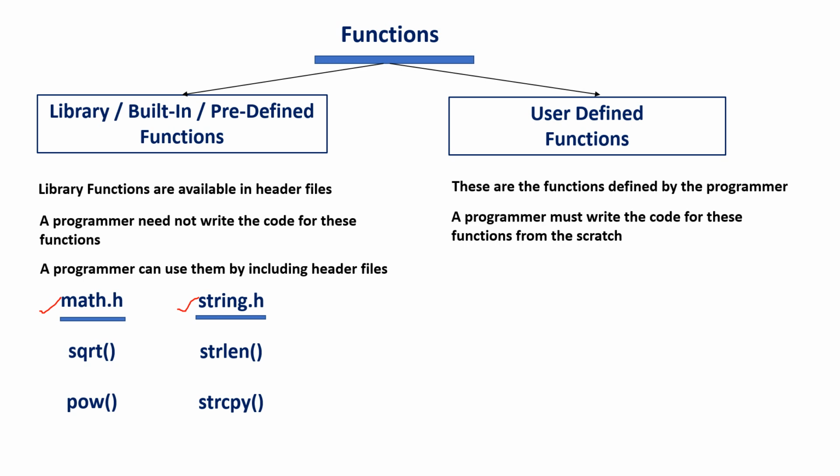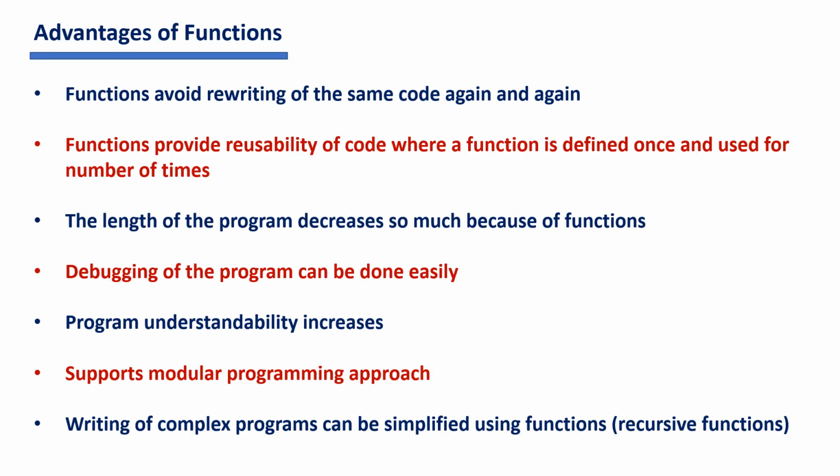Coming to the user-defined functions, these are the functions defined by the programmer. Programmer-defined functions or programmer-written functions are also called user-defined functions. A programmer has to write the code for these functions from scratch. Advantages of functions. Functions avoid rewriting of the same code again and again. This we have seen previously. If you take the factorial function, there is no need to write factorial code for each and every number. It is written once and we just need to pass the number to that function.